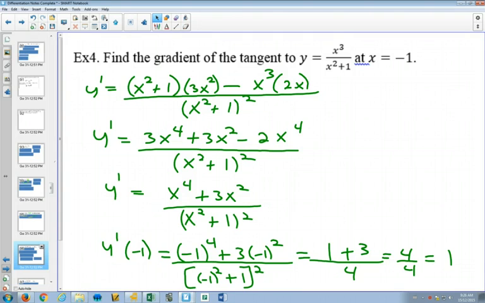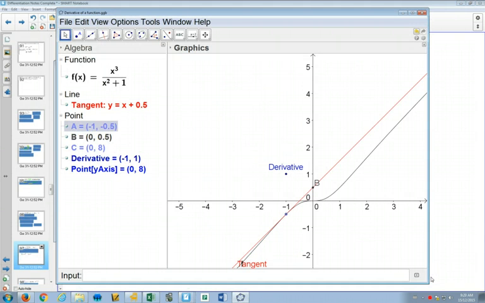I'll bring this function up on GeoGebra. We'll drag the tangent line right to -1 to see what this actually looks like. Because I don't know if you have a visual in your head of what x cubed divided by x squared plus 1 looks like, but we'll have a look at that. All right, so here's the function. Kind of is a pretty function.